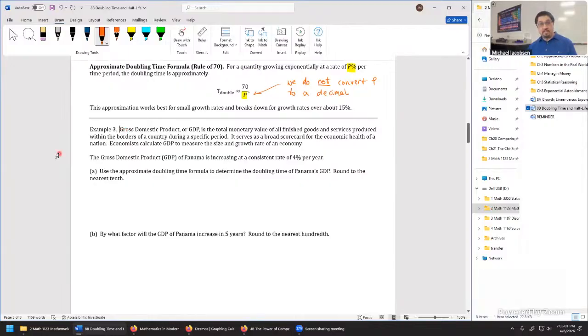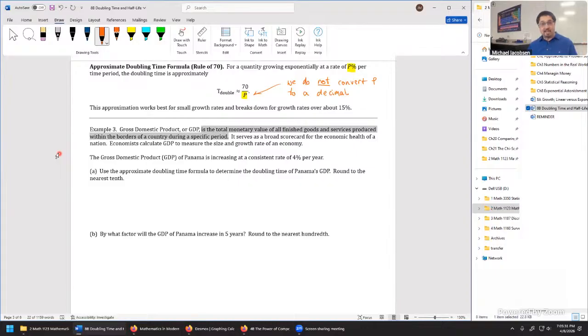So here's our new context. This time we're talking about the size of an economy. And a great way to measure an economy's size, an okay way to measure it, it's controversial, is the gross domestic product, abbreviated as GDP. The GDP is the total monetary value of all finished goods and services produced within the borders of a country during a specific period. That's a really short definition. There's more to that definition, but that's a fast way to say it for our purposes.